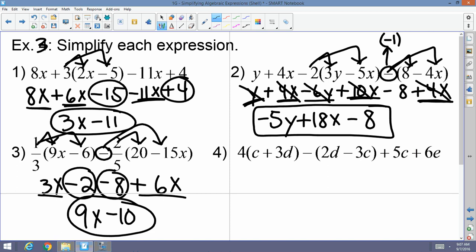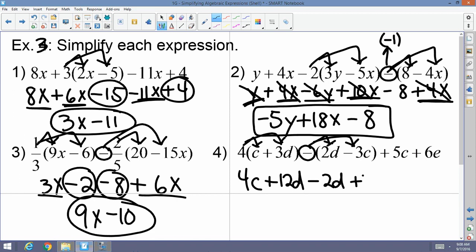Last but not least, let's distribute that 4 to everything. So I've got 4c plus 12d. Remember, this is a -1 right here. So I have to distribute that -1 to everything. So that's minus 2d plus 3c, because please remember that a negative times a negative equals a positive, plus my 5c plus 6e. Well, 4c's plus 3c's are 7c's plus 5c's, that's 12c's, and I'm done with the c's.